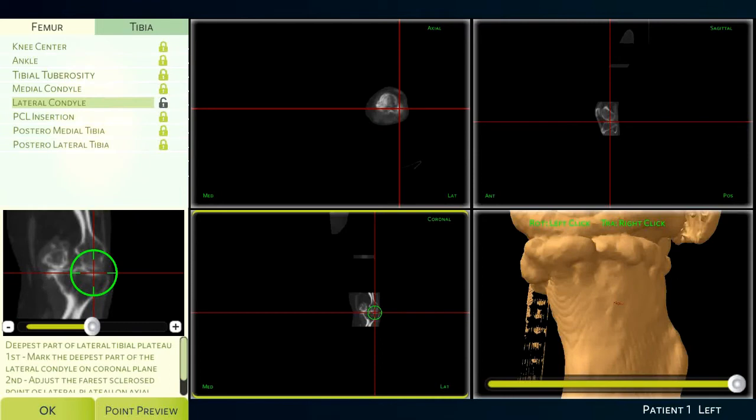The lateral condyle. This landmark is used to define the proximal most point on the lateral tibial condyle.